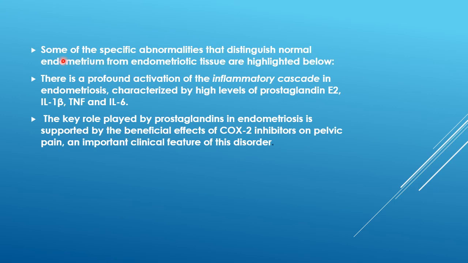Some of the specific abnormalities that distinguish normal endometrium from endometriotic tissue are that there is a profound activation of the inflammatory cascade in endometriosis, characterized by high levels of prostaglandin E2, interleukin 1 beta, tumor necrosis factor, and interleukin 6. The key role played by prostaglandins in endometriosis is supported by the beneficial effects of COX-2 inhibitors on pain. That is an important clinical feature of this disorder.